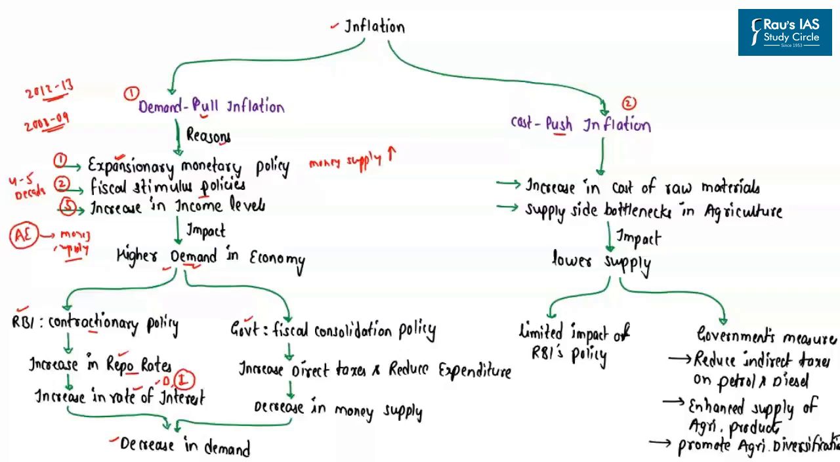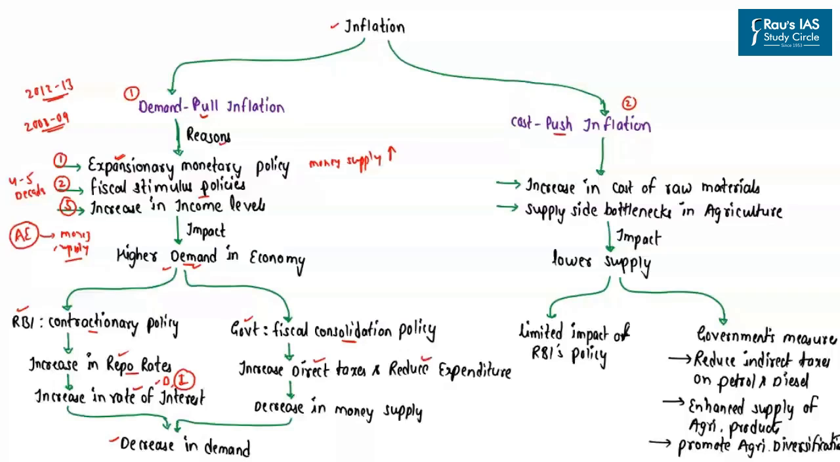On similar lines, in order to deal with inflation, the government will follow a fiscal consolidation policy. As part of it, just like RBI, the government will try to suck out the excess money supply. How will it do it? For example, the government will increase direct taxes such as income tax, corporate tax, etc. As direct taxes are increased, people will pay more taxes to the government and will have less money to buy goods and services. That is how, by increasing direct taxes, the government can control inflation. Apart from that, the government will also reduce its expenditure.